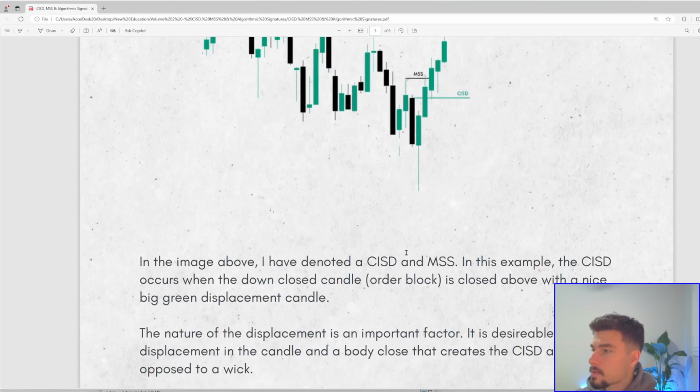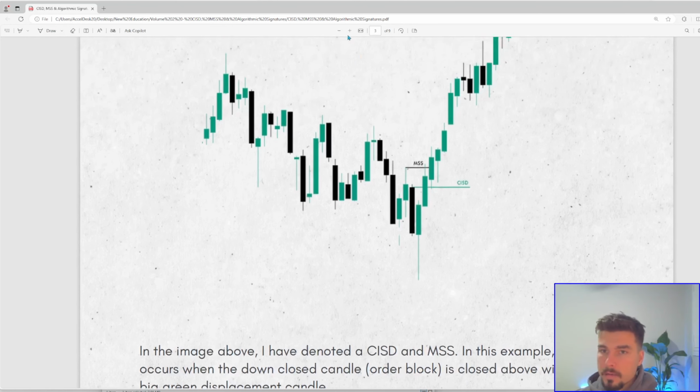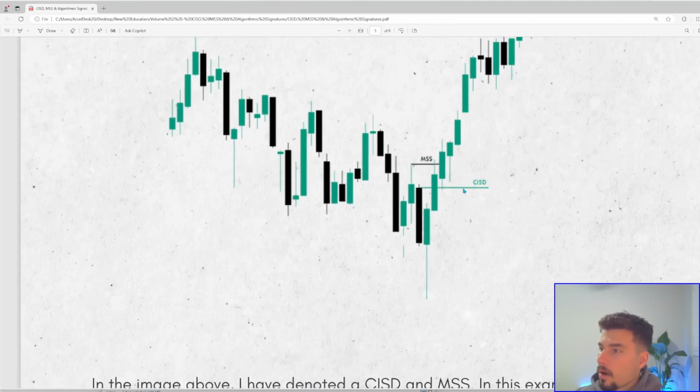Now, looking at this image above, I've denoted two things, and I'm just going to zoom in just a little bit here. I've denoted a CISD, or a change in the state of delivery, in green, and I've also denoted a market structure shift, in black. Really important here, this down close candle is an order block. So you have to understand order blocks before you can understand a CISD, because they're paired together.